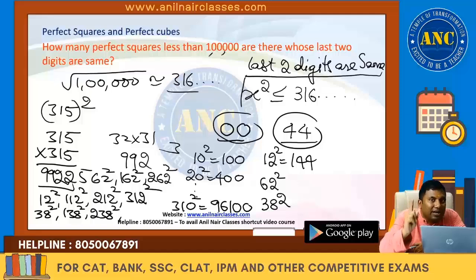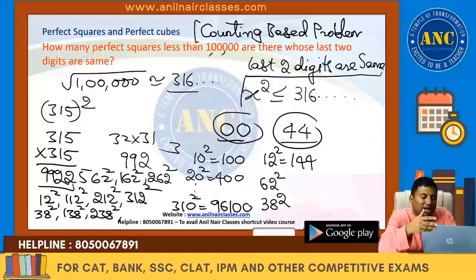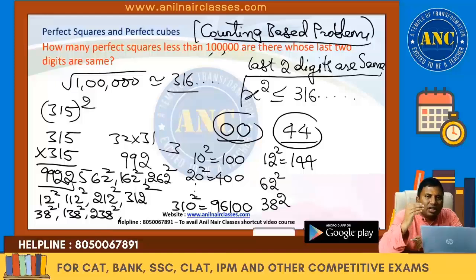00 we eliminated in the previous problem because it's a perfect square, and I am getting only one multiple of 4. It's a classical example of a counting based problem. This kind of problems, never solve it in the first innings. You can solve it in the second and the third innings because this is nothing but a counting problem. Anything that involves counting.